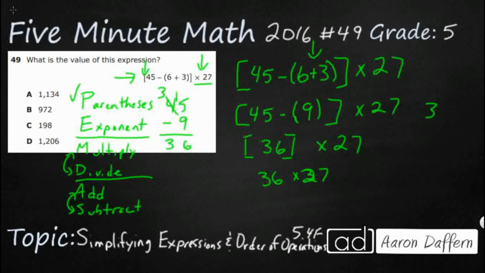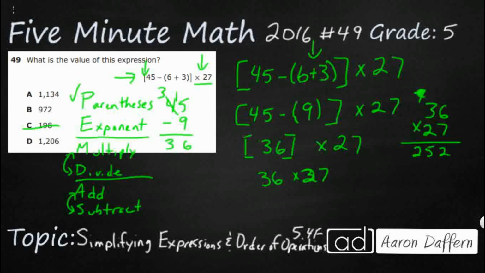Our answer selections over on the left are, besides C, I can tell you C is going to be way too small. The rest are kind of close to each other. So 36 times 27. So we've got 7 times 6. That's going to be a 42. 7 times 3 is 21. Add those 4 tens back in. That's going to be 25. So 252 is my first row.